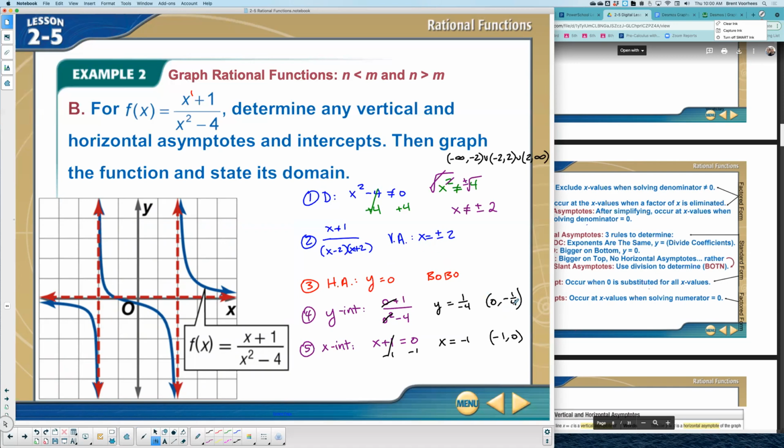Notice we have a y-intercept right here. That y-intercept would occur at -1/4. We have an x-intercept at -1.